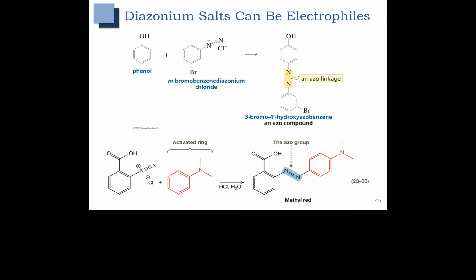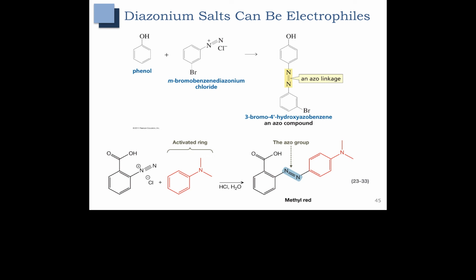In the bottom example, we have another one where we have an electron-rich or electron-donating group on our benzene ring. So in the top, it's a phenol. In the bottom example, it's a nitrogen. And these are electron donating, making the benzene ring electron rich and activating it for electrophilic aromatic substitution, so it can react with that azo group.